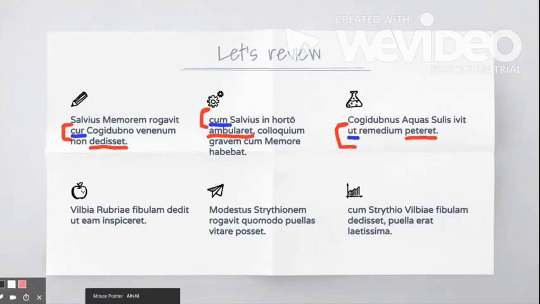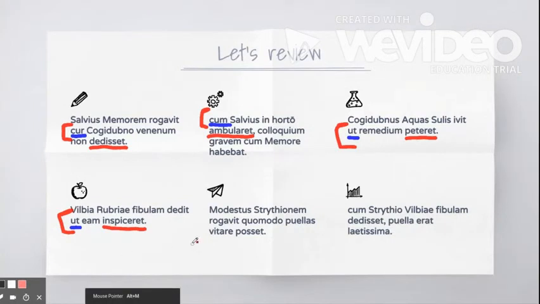Down here, Vilbia Rubriae fibulam dedit et ut eam inspiceret. Here's our subjunctive verb, inspiceret, which means that the clause that we're looking at is in this part of the sentence. Going through our checklist, does that part of the sentence have a cum? It does not. Does it have a question word? It does not. But does it have an ut? It certainly does. So that makes it a purpose clause. Vilbia gave the brooch to Rubria in order that she might inspect it, or to inspect it. Either one is just fine.